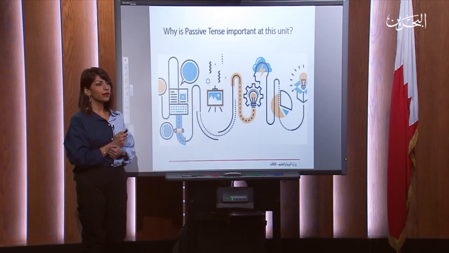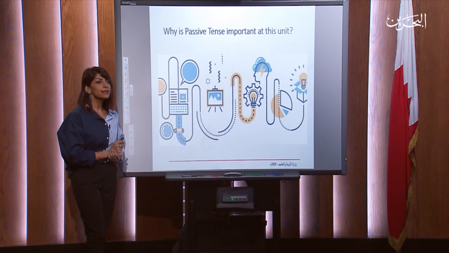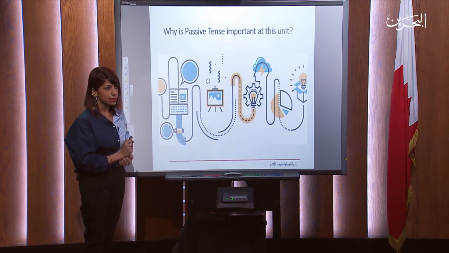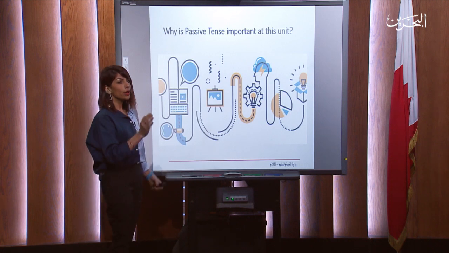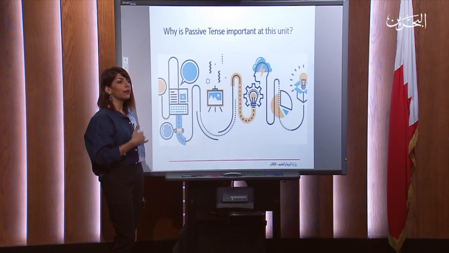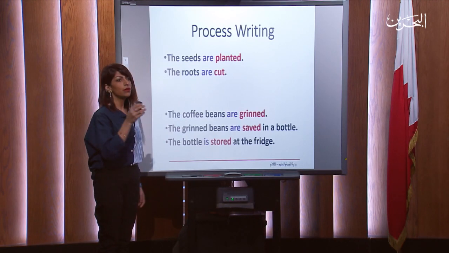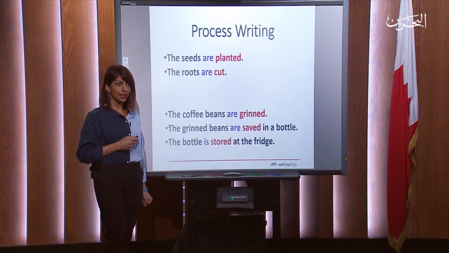Now let me ask you a very quick question. Why is the passive important in this unit? Why am I emphasizing this? Because, look at the picture, it is going to help me in writing a process, or it will help me in describing steps in a process, and that will be in the later stages. For the next lesson, for the writing, I have to apply and use the passive. What is a process? I'll just give you a very quick introduction until we meet in the next lesson.